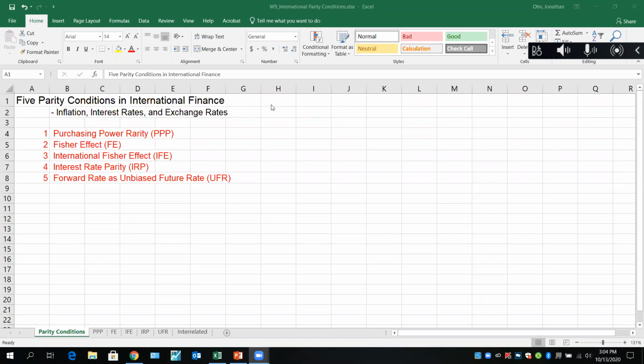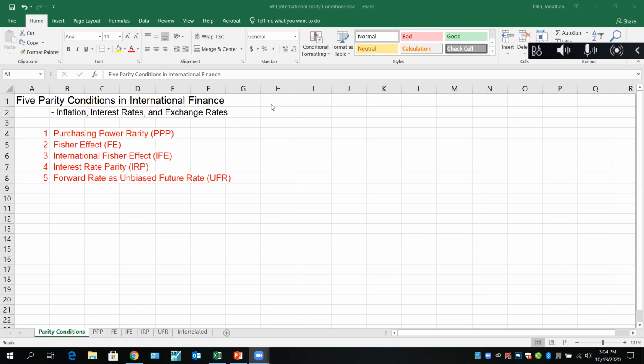All right, good afternoon. So today's topic is the five parity conditions in international finance. The textbook topic is a little bit different, but I like this system. We have five major equilibrium or parity conditions in international finance. The textbook does not cover the second one, the Fisher effect, and the fifth, the forward rate as unbiased future rate, but we will do the complete five conditions, okay?